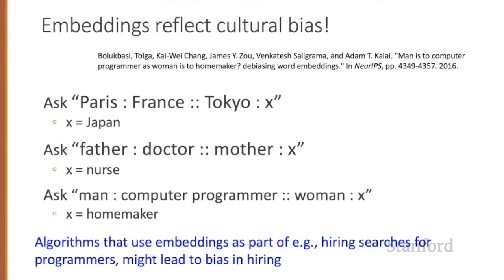This could result in what Crawford calls an allocational harm, when a system allocates resources like jobs or credit unfairly to different groups. For example, algorithms that use embeddings as part of a search for hiring potential programmers or doctors might thus incorrectly downweight documents with women's names.